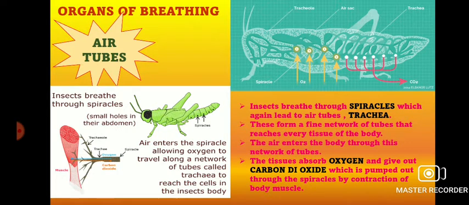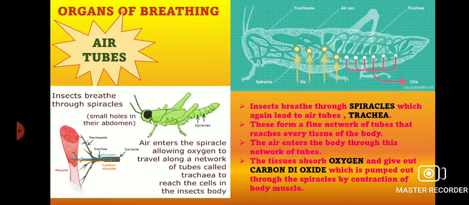After the contraction of the body muscle, carbon dioxide can go out of the body. So the tissues absorb oxygen and give out carbon dioxide, which is pumped out through the spiracles by contraction.